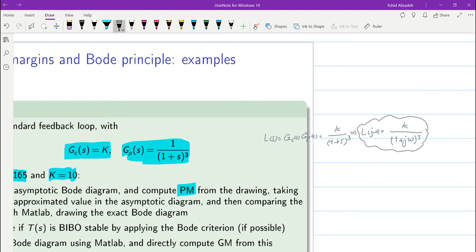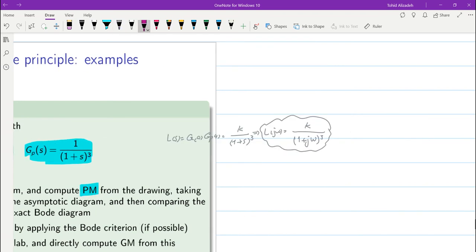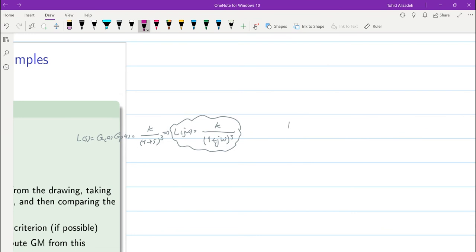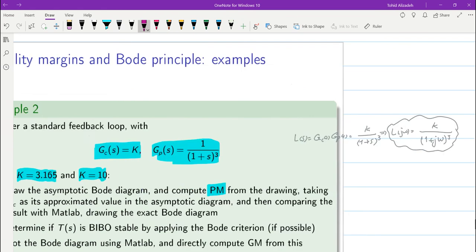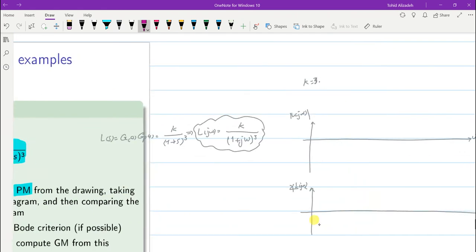We have 3 poles at minus 1. Therefore, the Bode plot for this system could be drawn in this way. We have the x-axis for omega. First, we consider K equal to 3.165, which is basically equal to 10 decibel.